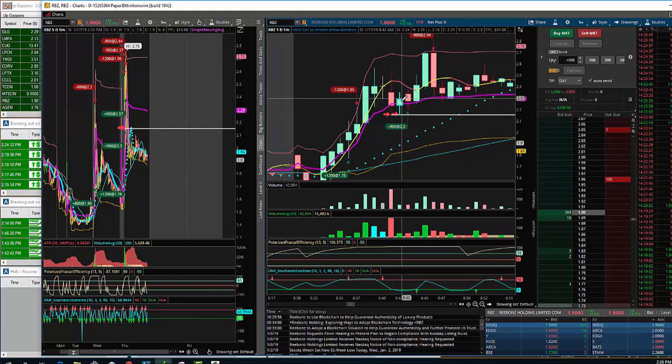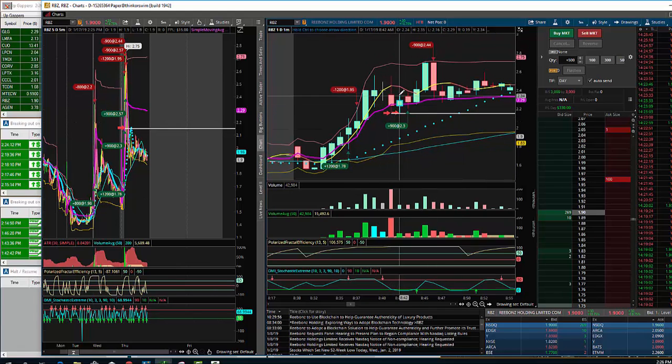It basically set up an inside bar. The key component here is that this entire trading range has to be within or inside this trading range, meaning it cannot make a higher high, it cannot make a lower low.